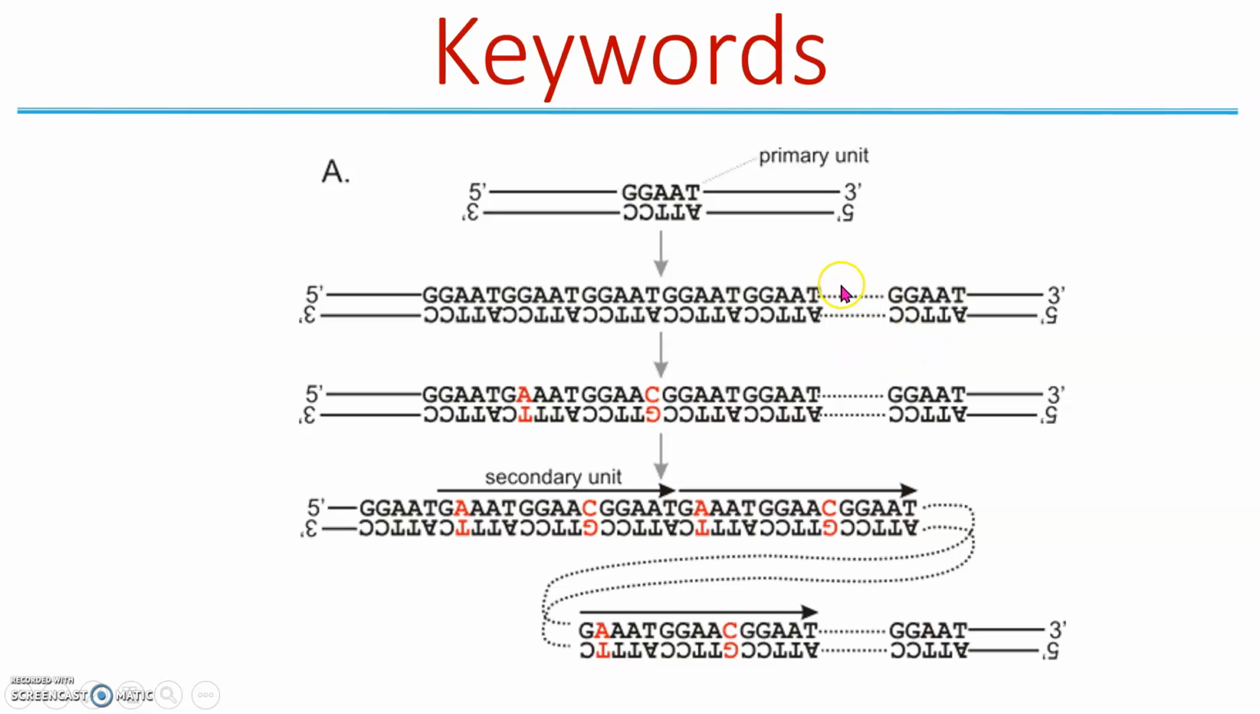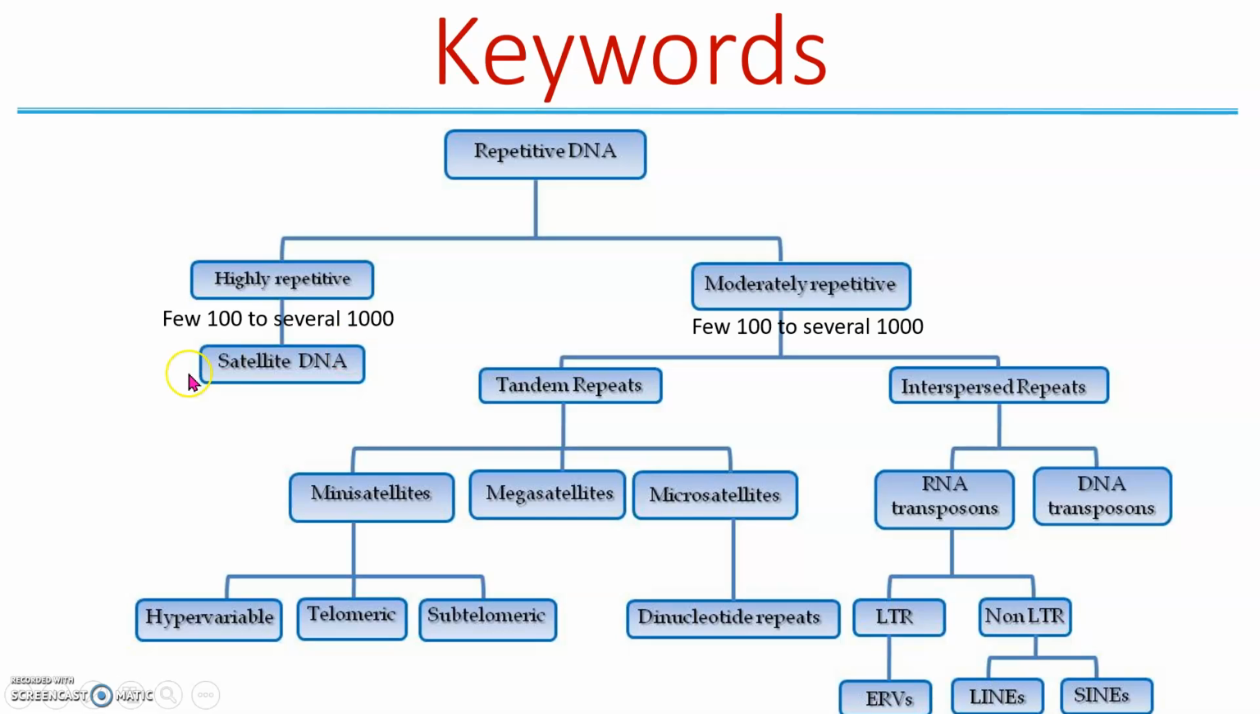We have repetitive sequences. So we see GGAAT, GGAAT, GGAAT, so on and so forth. Those are repetitive sequences. Now, we can classify these as highly repetitive and moderately repetitive. If they have a few hundred to several thousand copies, they are moderately repetitive. I'm sorry, there's a typo here. For highly repetitive, they have to be tens of thousands to even millions, okay? Then there are also unique sequences or non-repetitive sequences that you see once or relatively a few times, like maybe 1 to 5 times or so.